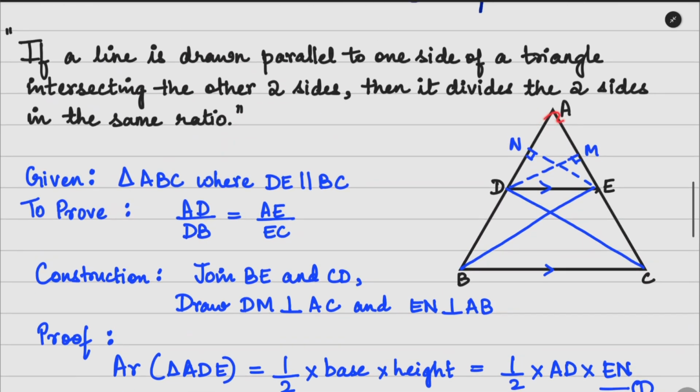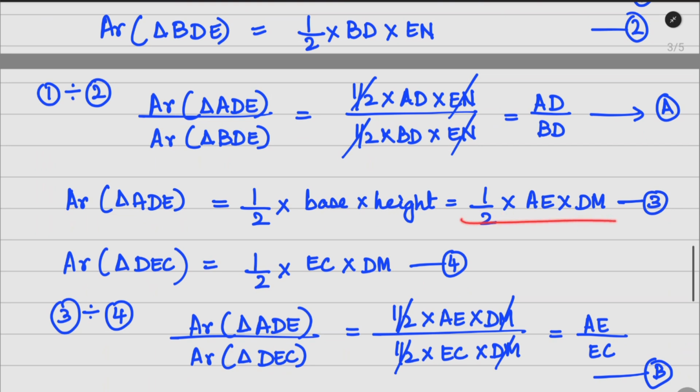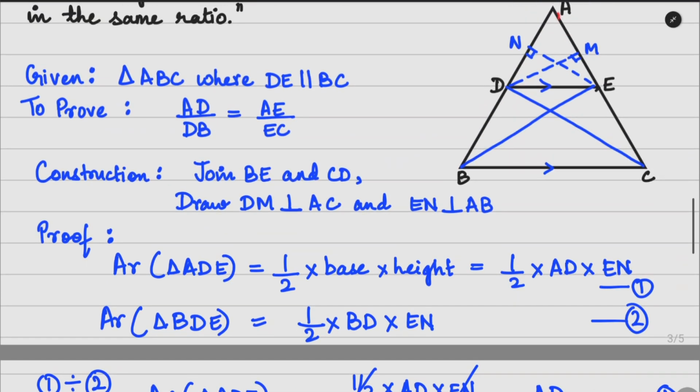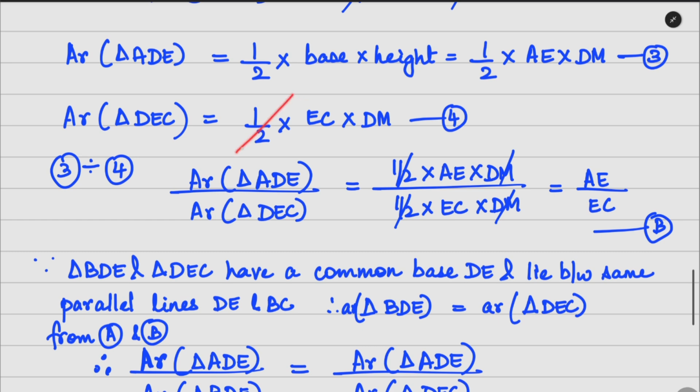After that, take the other side of the triangle, that is ADE and DEC. The same way, half into base into height. So half into AE into DM, and half into EC into DM. Dividing 3 by 4, you are taking area of triangle ADE by DEC. What will you get after everything gets cancelled? Half and DM get cancelled. You get AE by EC.